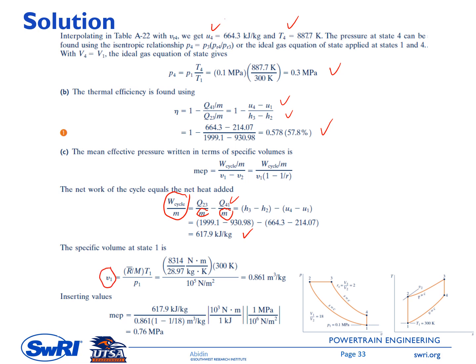Okay, and then you can get V1, the specific volume here. So because T1 is given, and then P1 I believe is also given there. So you will get the specific volume here is 0.861 cubic meter per kilogram. Okay, so we have this number and we have this number. You should be able to get the MEP. So the MEP is 7.6 bar.